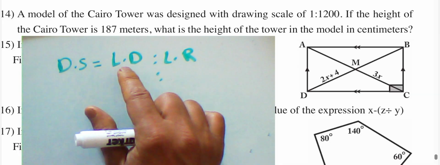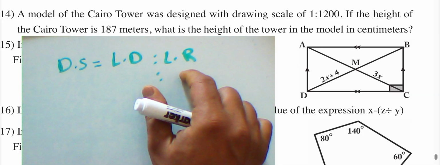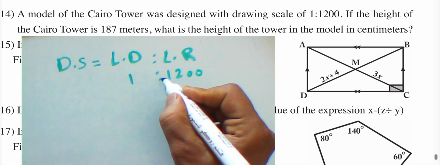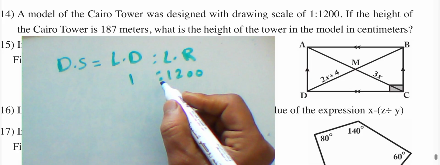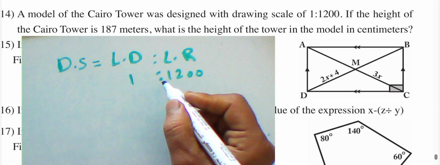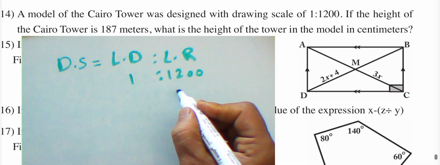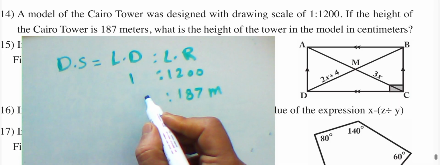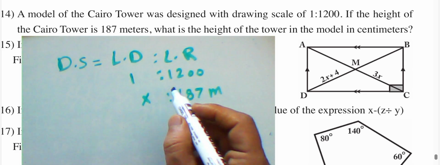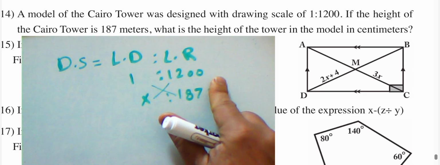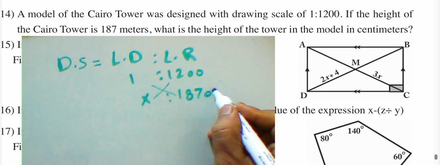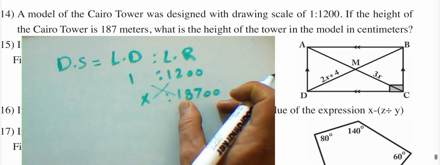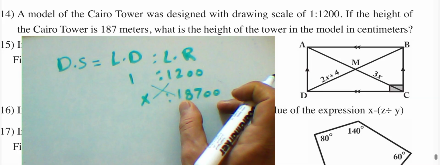Drawing scale equals the ratio between length in drawing and length in the reality. He gave me the ratio 1 to 1200, and the height of the carrier tower in reality is 187 meter. We want to find the length in drawing in centimeter. We can use the product of extremes equals product of means, but first you must convert from meter to centimeter by multiplying by 100, because this dimension is given in meter.